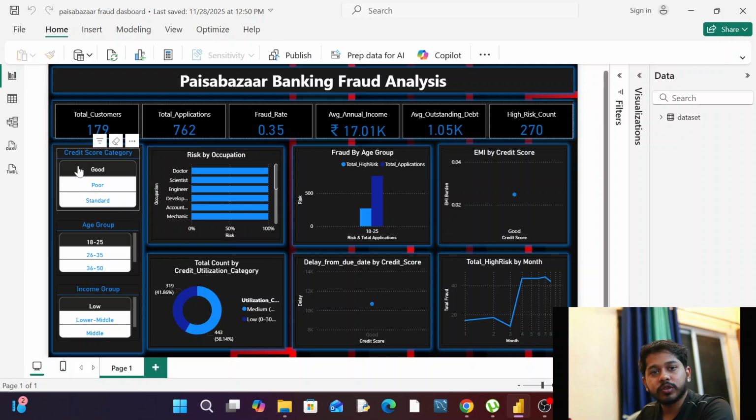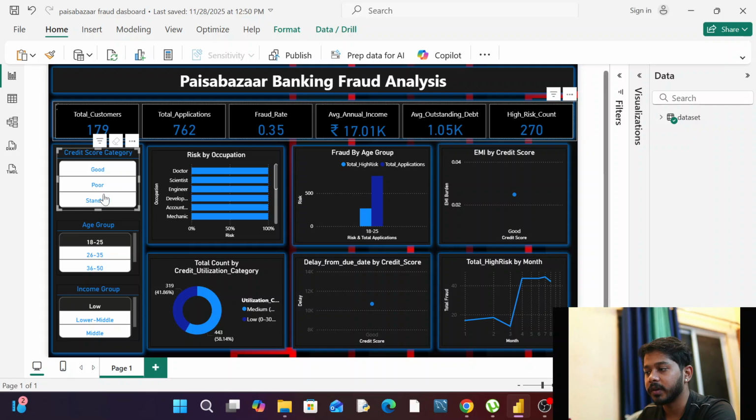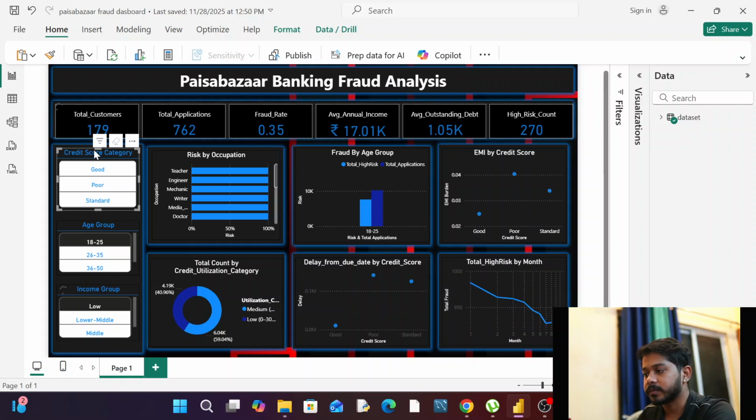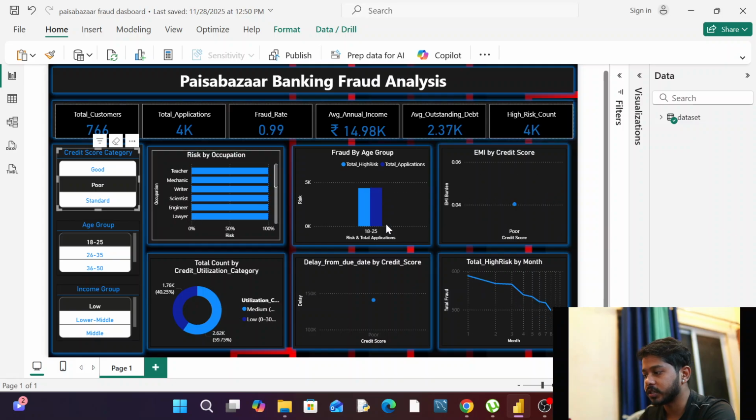After that, as you can see, we have also made three slicers. One is the credit score category. We have made three categories for credit score: first is good, second is poor, third is standard. I have presented a slicer here so that if we want to see only the poor credit score people, how much count there is, we can just click it and we will get the result. As we have clicked poor, you can see the charts are changing.